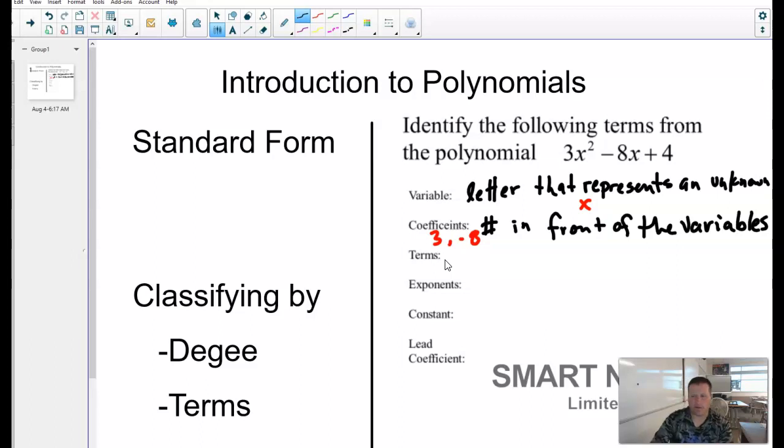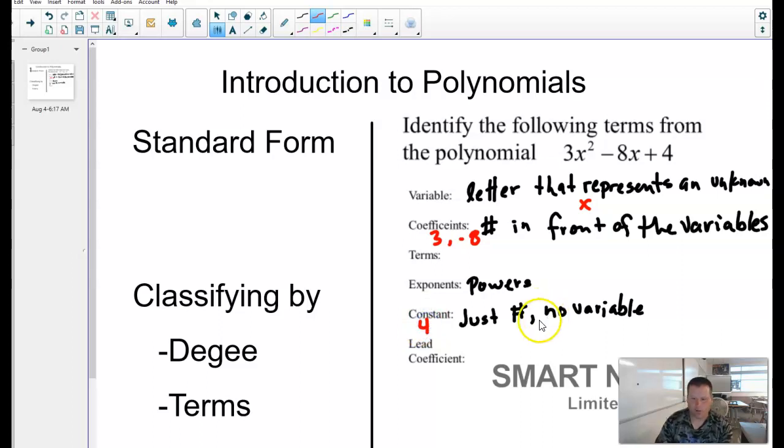My exponents are the values that are the powers. We have a couple of them. I have 2, I have 1. I guess there isn't anyone here. And then my constant is just my number, that's just the number with no variable. And there is one of those in this one. That's the number 4 here.